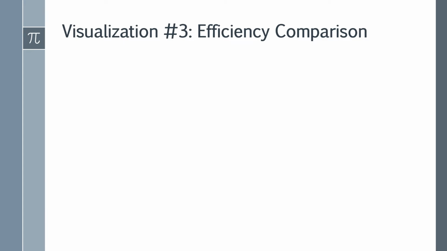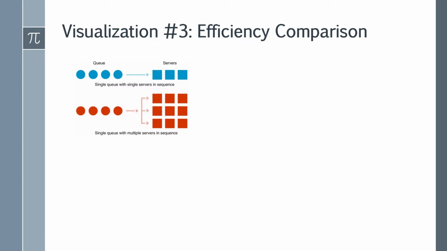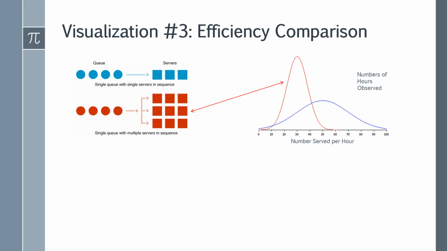Visualization number 3, efficiency comparison. In this graph, we are comparing the red group and the blue group. As you can see, the red group has a mean of 30, while the blue group has a mean of 50.